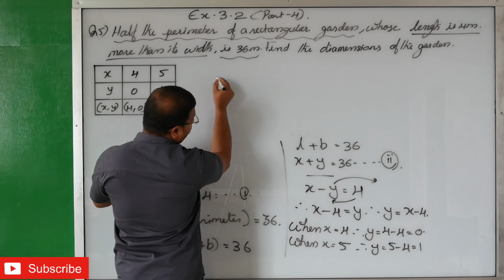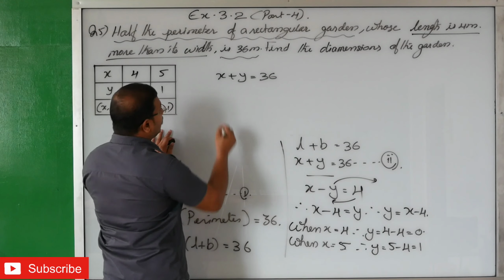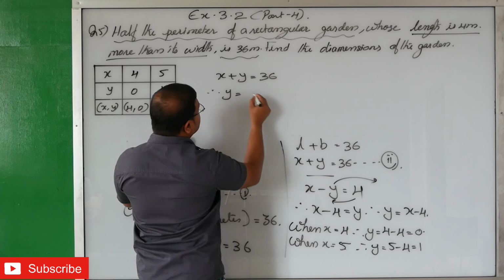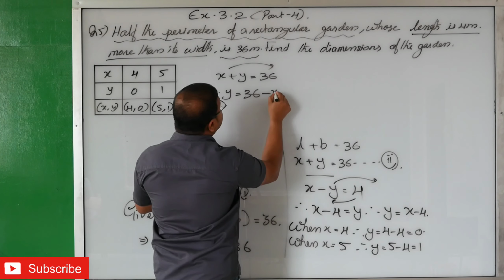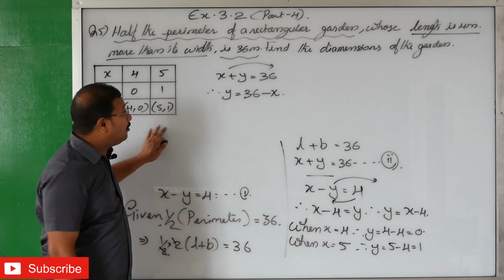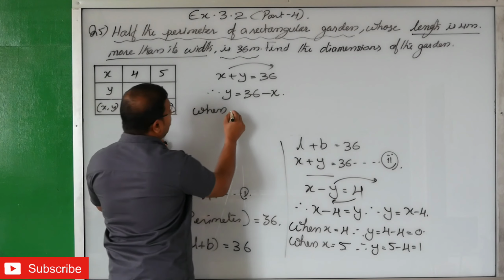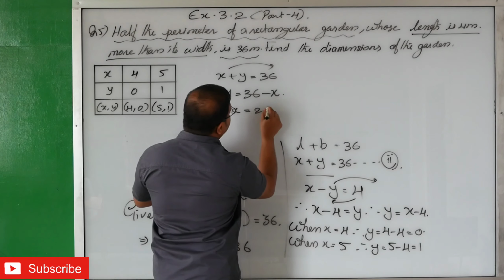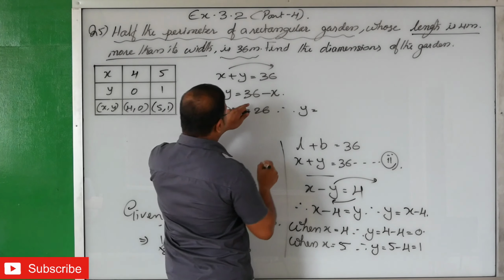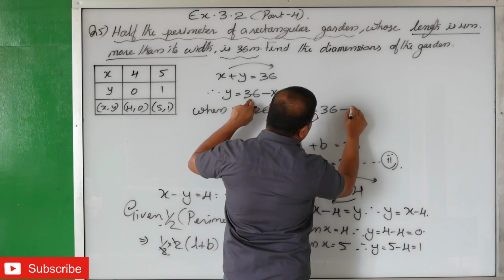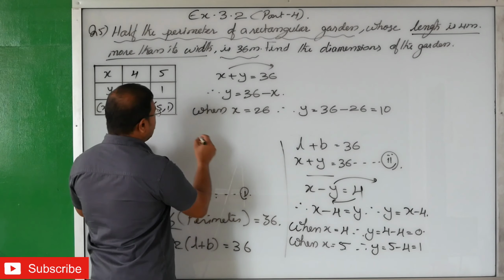What is the second equation? x plus y equals 36. Therefore y equals 36, and this x will carry to the next side, minus x. Now we will put the value of x. When x equals 26, therefore y equals 36 minus 26. What will you get? 10.